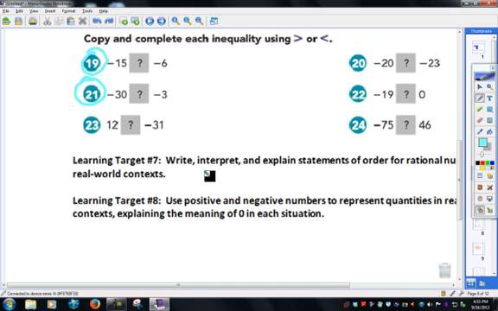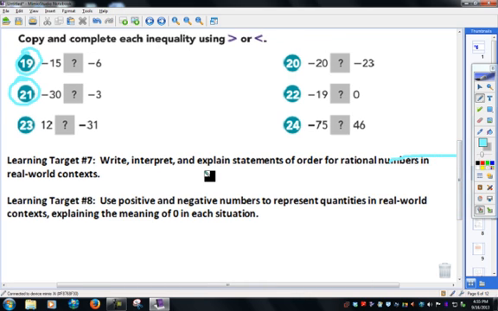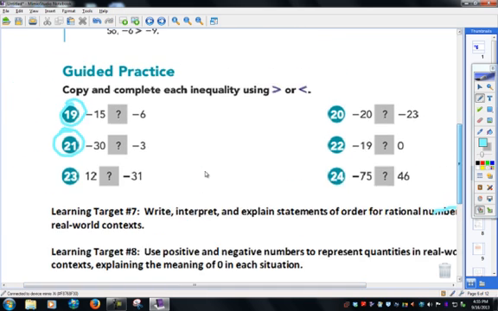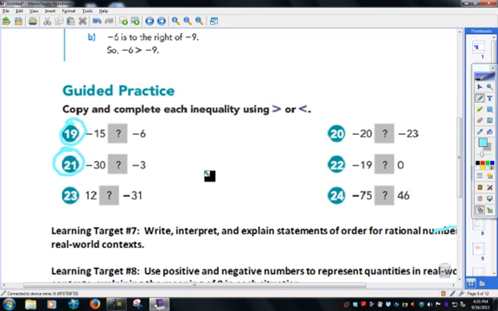Okay, here we go. I'm looking at my problems here, 19, 21, and 23. I look and I say, which one would be more to the right on my number line? I know that 0 would be here, negative 6 somewhere right here, and negative 15 would be all the way over there somewhere. So right away, I know that negative 6 is larger than negative 15.